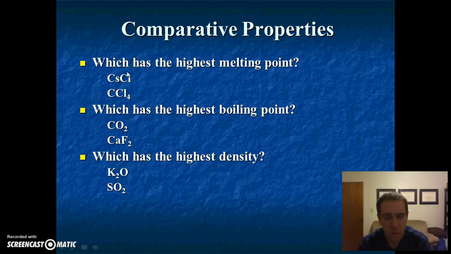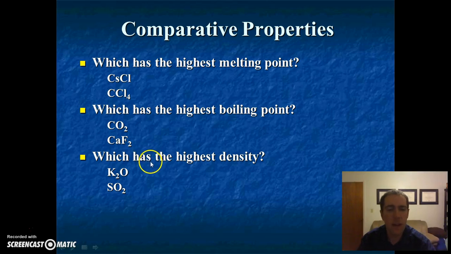To figure this out, we have to first figure out whether any of them are ionic or molecular compounds. So the first one here is cesium chloride. That's ionic. Carbon tetrachloride is molecular. If we went back to that table earlier, we would see that the ionic compounds have higher melting points. So cesium chloride has the higher melting point. CO2, remember, is molecular. Calcium fluoride is ionic. Ionic compounds have higher boiling points, so calcium fluoride has the higher boiling point.